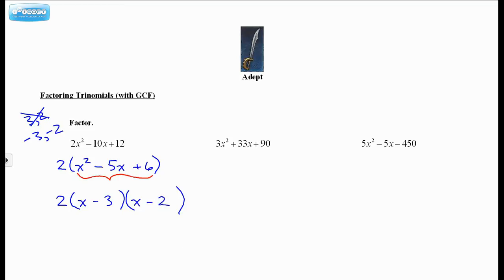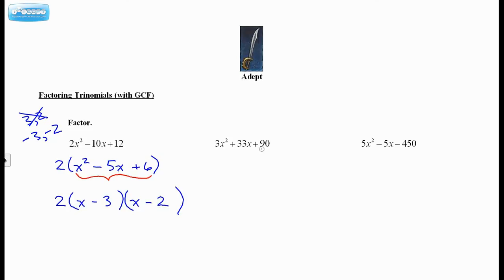Done. Next, factor this trinomial here. The coefficient is not 1, so it would be nice if we can factor it out, which we can. The GCF for this trinomial is 3. So that leaves an x squared plus 11x plus 30. Remember, the 3 has to be divided out of all these terms.